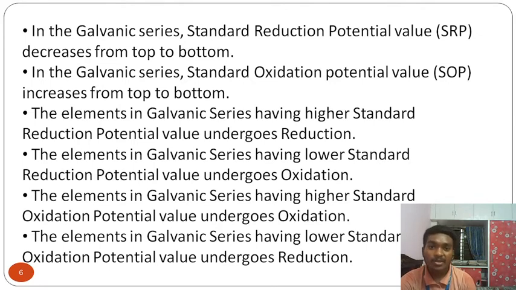In the galvanic series, standard reduction potential values and standard oxidation potential values are arranged in the list so that we can justify which metal undergoes corrosion, which metal undergoes oxidation, which metal undergoes reduction.